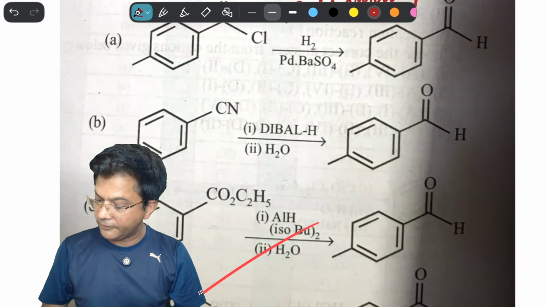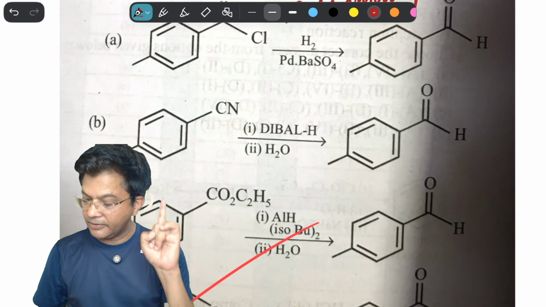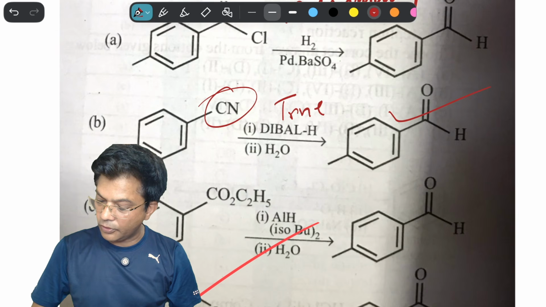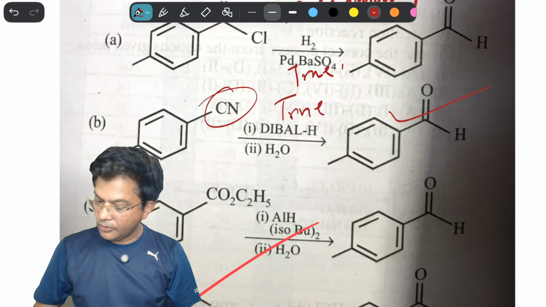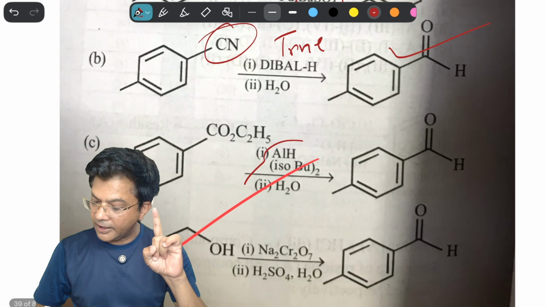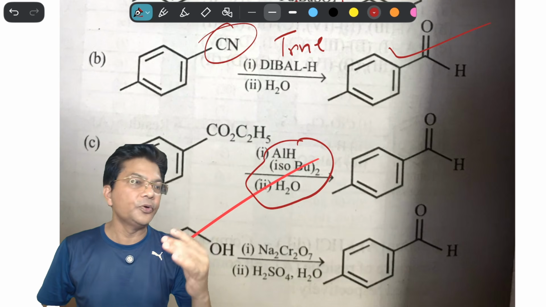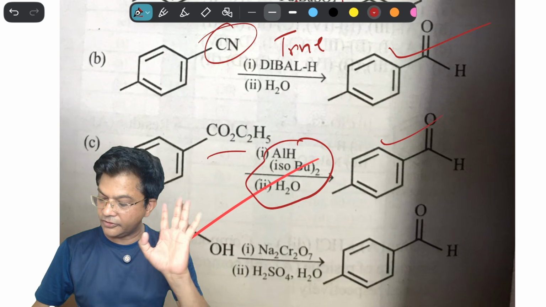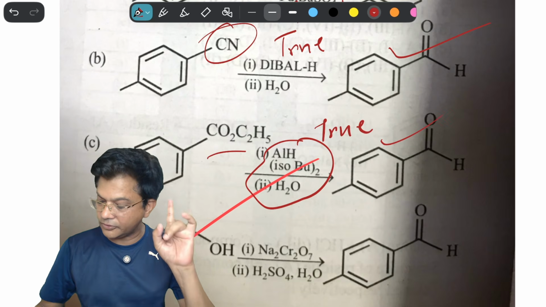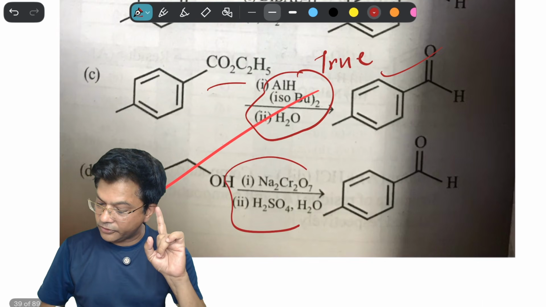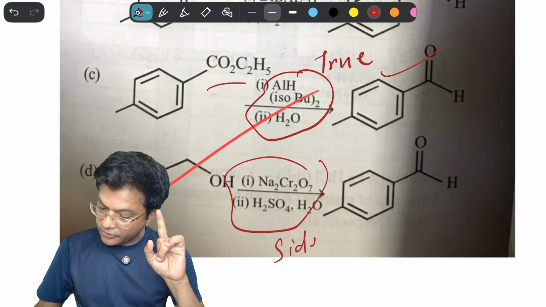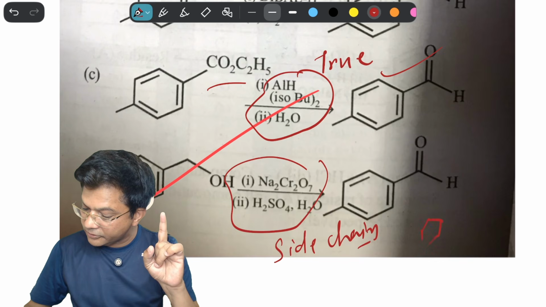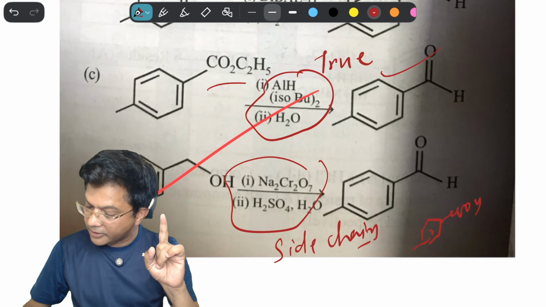Which one is wrong? We have to find out. Second, DIBAL-H. DIBAL-H will convert cyanide to CHO. Absolutely true. The upper one is also true. Now, ester, this is also DIBAL-H because this is diisobutyl aluminum hydride. So it will convert ester also into CHO. Everything is given from NCERT, all these three reactions. Now the next one is side chain oxidation, and remember that side chain oxidation will convert this into COOH. So the product will be the acid, not the aldehyde.